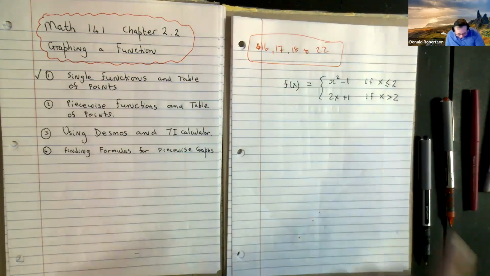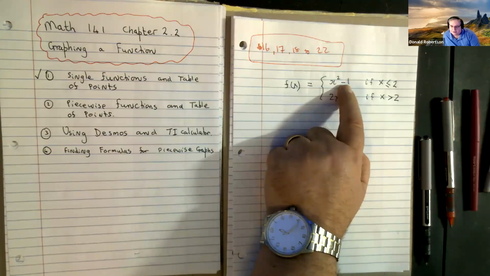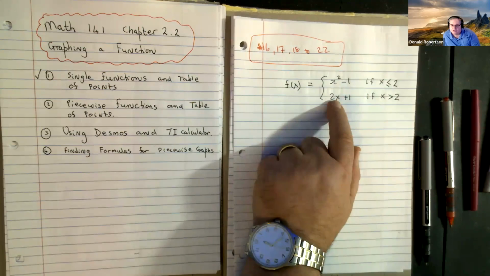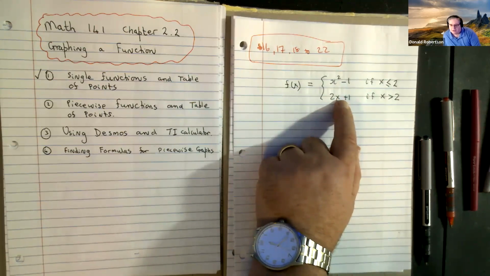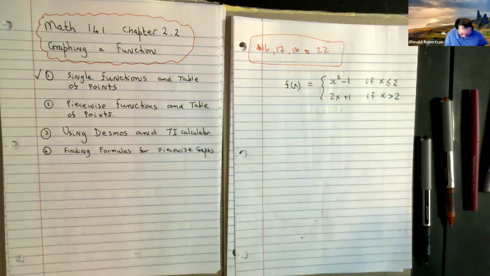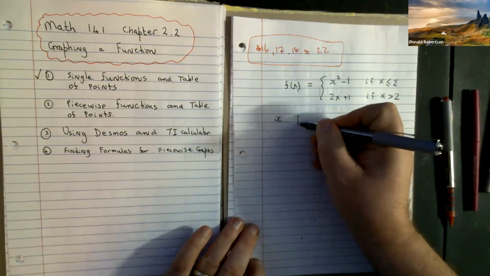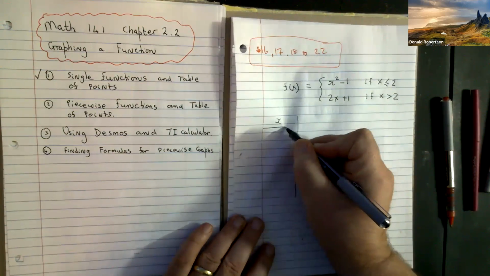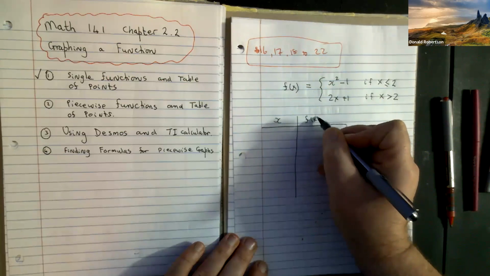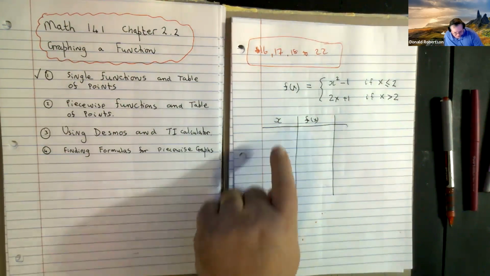Now, basically, it's got two rules. It's going to look like a quadratic when x is less than or equal to 2, and it's going to look like a straight line if x is greater than 2. So the first decision, because they do not give you for free the x's, is that you need to choose the x coordinates for your table.